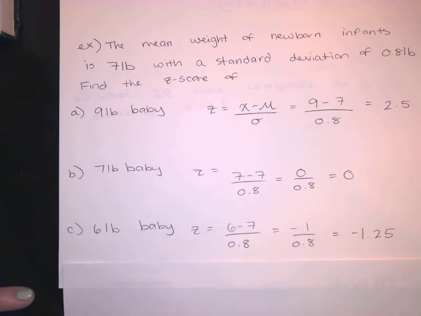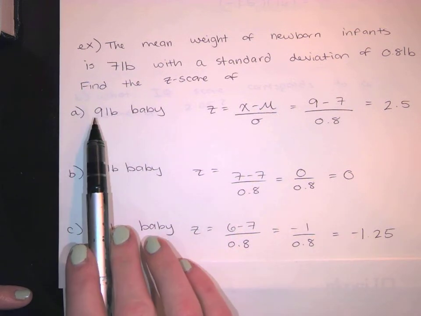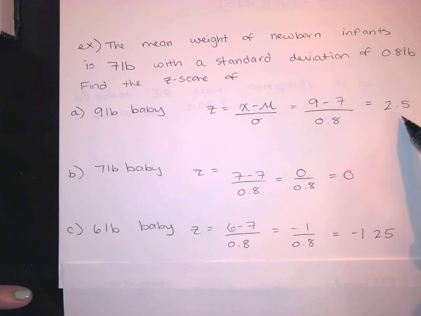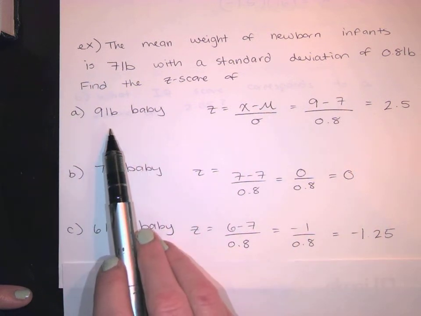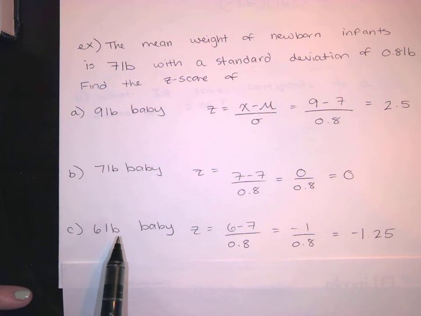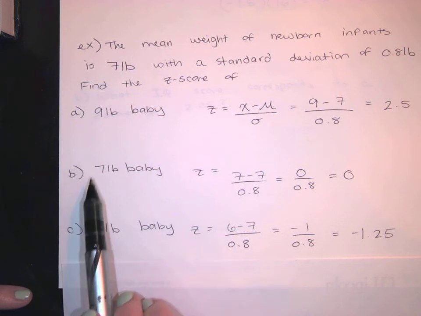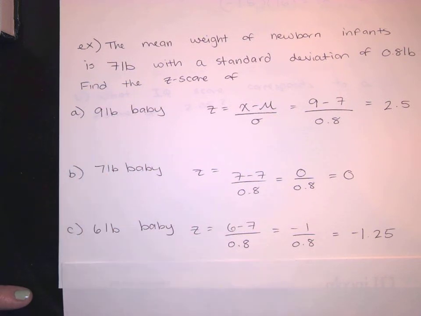And then a 6-pound baby, how small is a 6-pound baby? 6 minus 7 gives us -1. Notice that it's negative now, divided by the standard deviation of 0.8 gives us a value of -1.25. So if you are lower than the mean, your z-score is going to be negative. If you're larger than the mean, the z-score is going to be positive. A 9-pound baby is more standard deviations away from the mean than a 6-pound baby is. And that makes sense, right? 6 is closer to 7 than 9 is.